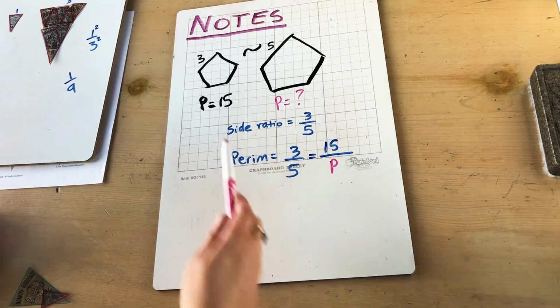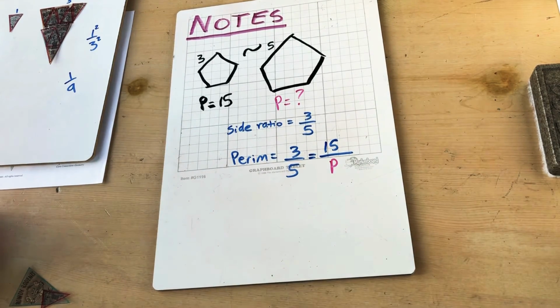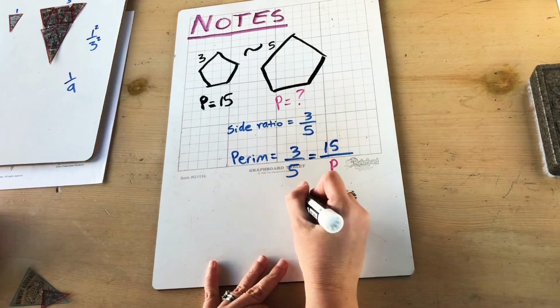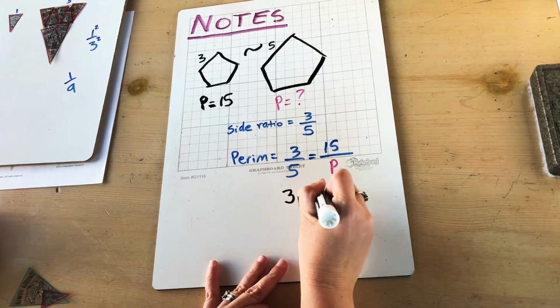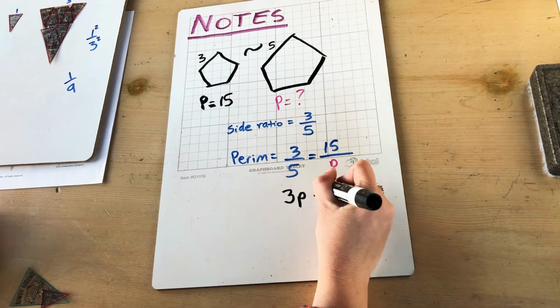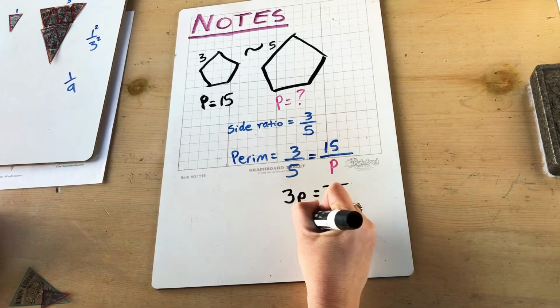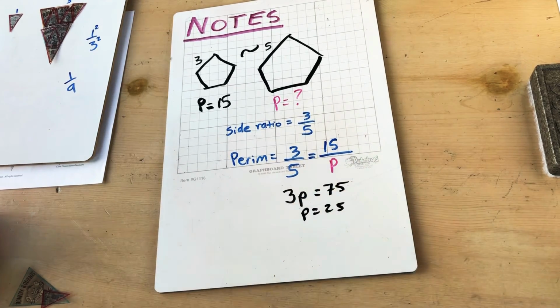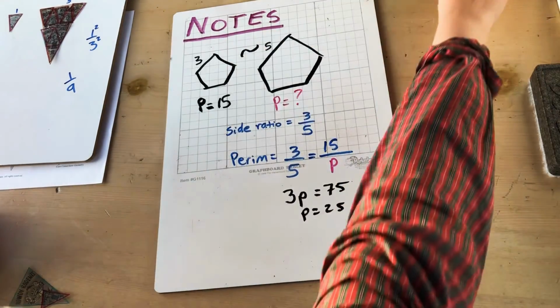Okay, so perimeter stays the same. Area is the one that's going to square. So now all you would do is cross multiply. So 3 times P equals 15 times 5. And that is 75. And then you divide and you get 25. Okay, so that's the procedure. Pretty basic, pretty easy. We've done that before.